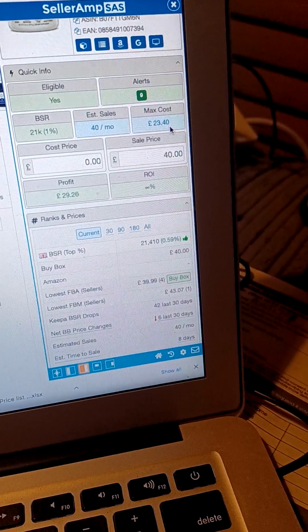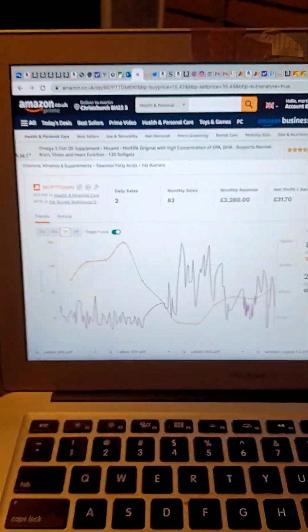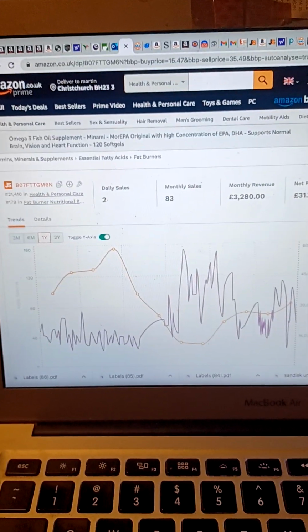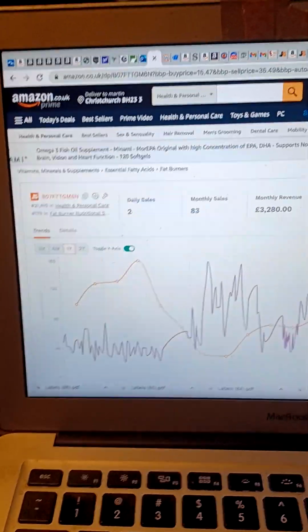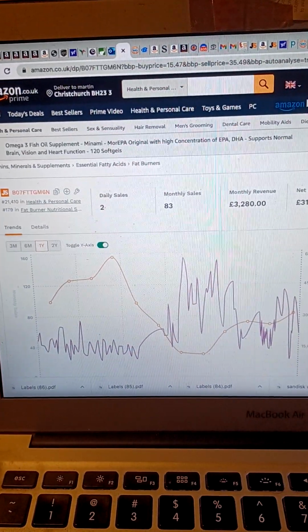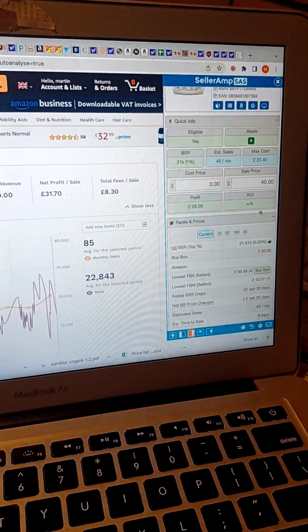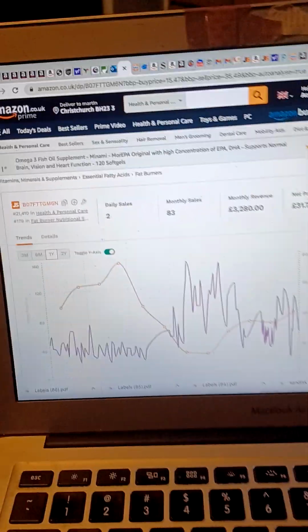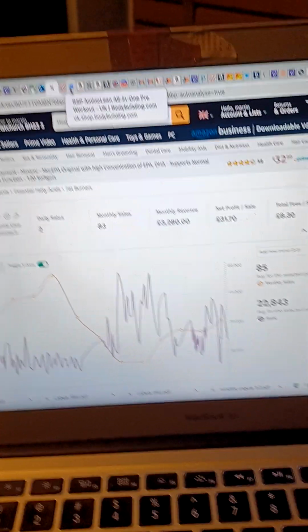So £23.40. Now I know I've waffled on for half an hour, but we've covered quite a lot of different things in here, and hopefully some of it's decent information to people. So let's get back to the business at hand. £23.40. We don't want it to be any more than £23.40.